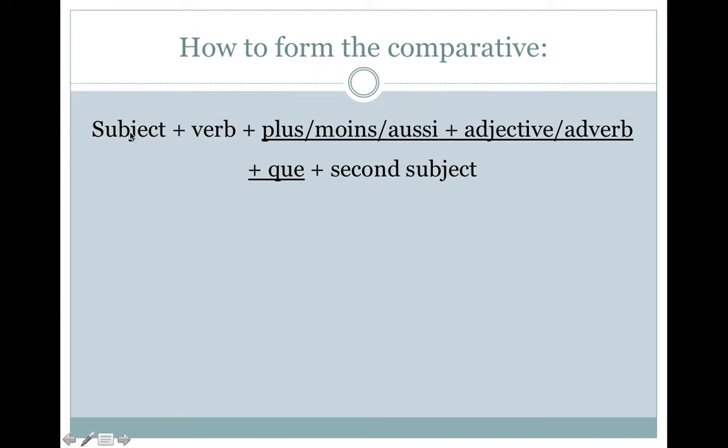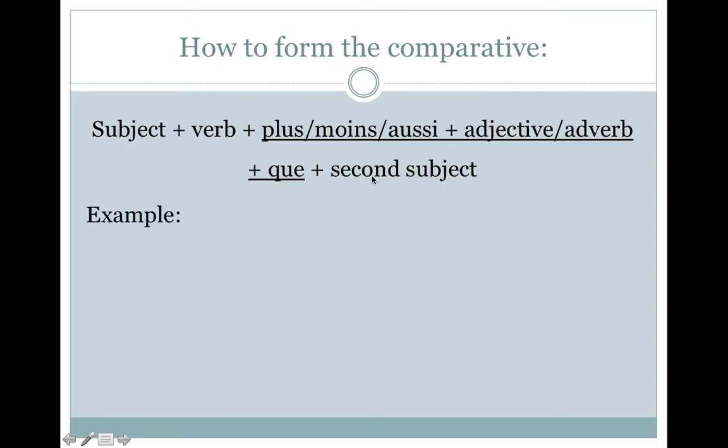So how to form it in French. You have subject, and then the verb, and then you choose one of these three words. These are very key for the comparative. You either say plus, moins, or aussi. Plus is more, moins is less, aussi means as, but it's like saying it's the same amount. So an example in the last slide where we said the alchemist is as long as the stranger, you would use that with aussi. So you put one of those before the adjective or the adverb, and then you put the word que, and then you have the second subject.